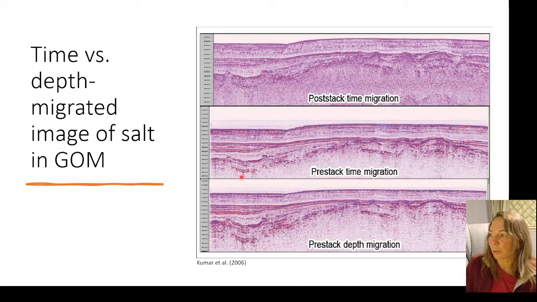And so you can see there's quite a bit of difference between the post-stack and the pre-stack images in terms of structure and stratigraphy. There's a few subtle variations between the two pre-stack migration images that you're able to see. But both of these would be great to interpret on.